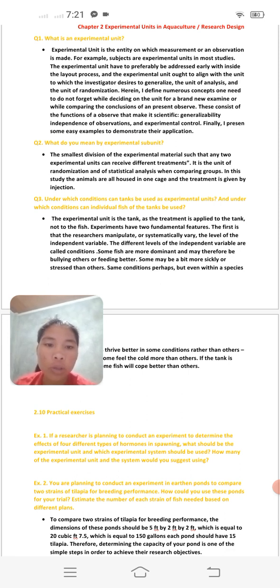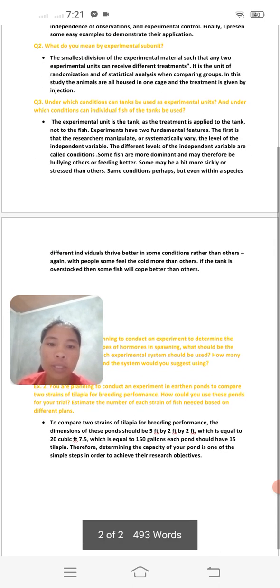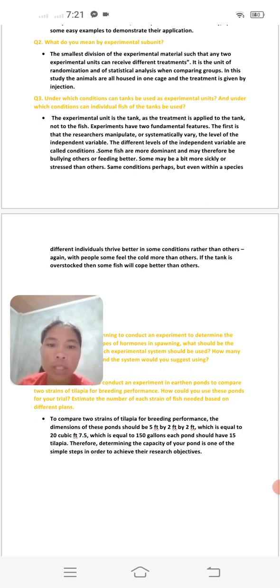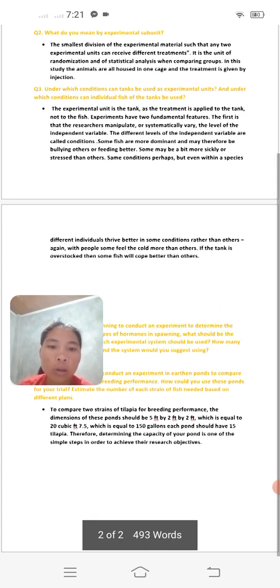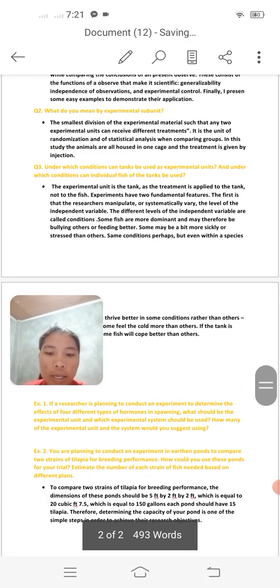Some fish are more dominant and may therefore be bullying others or feeding better. Some may be a bit more sensitive or stressed than others under some conditions, but even within a species, different individuals do better in some conditions rather than others. Again, with people, some feel the cold more than others. In a tank that is overstocked, some fish will cope better than others.